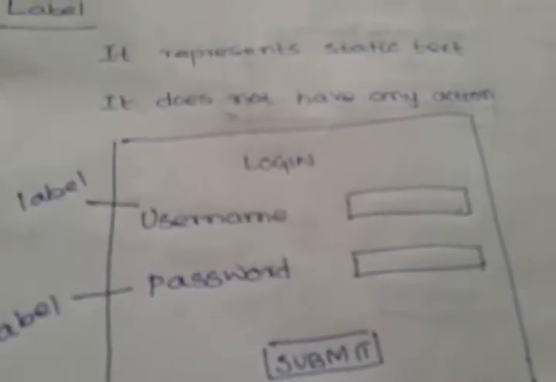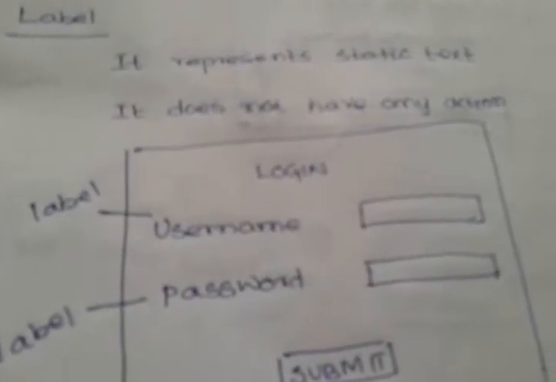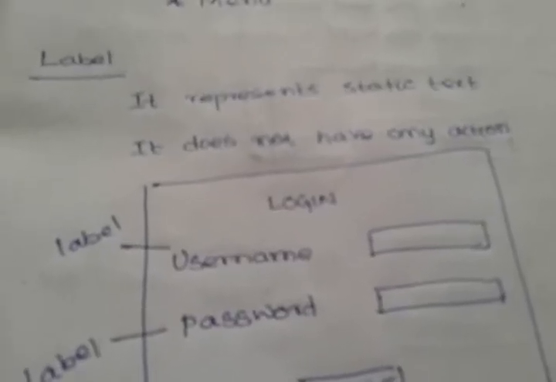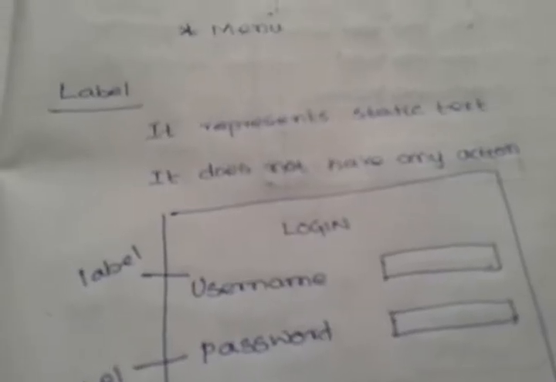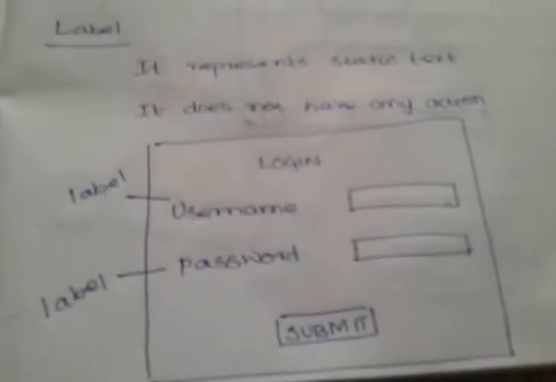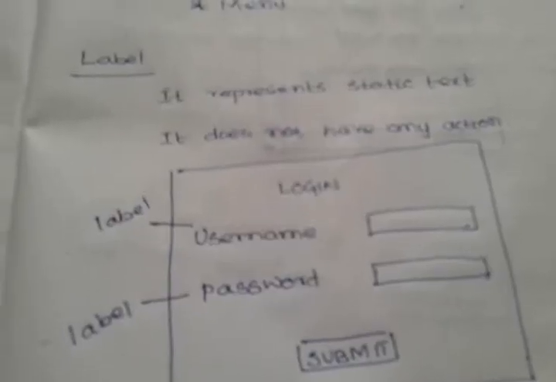Here, username is called a label because it represents a text. The text will not be changed, and when you click on the text, nothing will happen. It does not have any action. The meaning of the second statement is that whenever we click on that particular text, it does not perform anything.